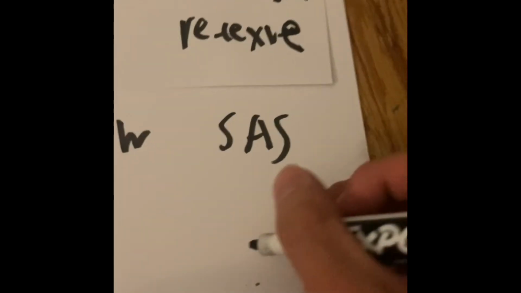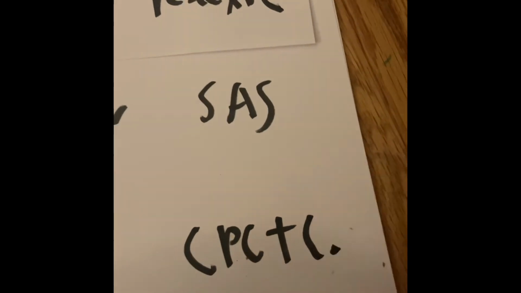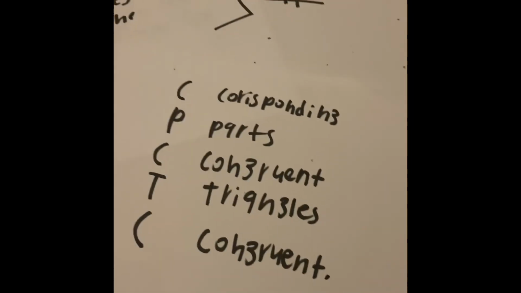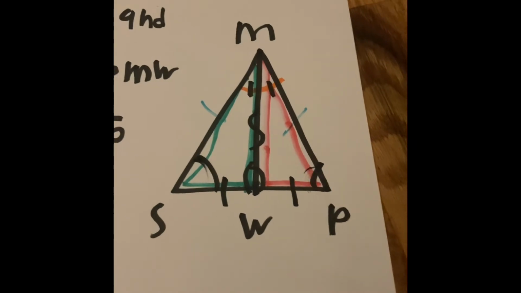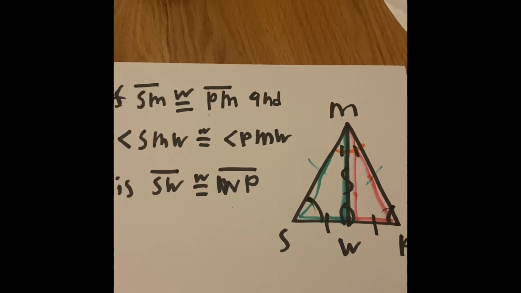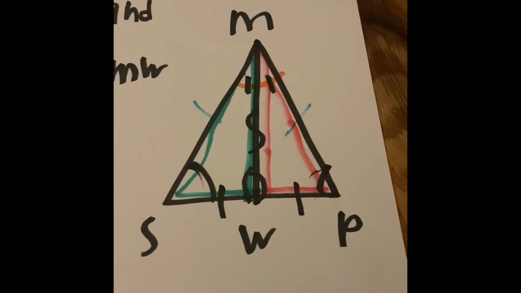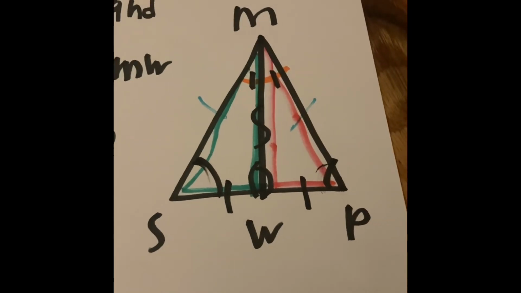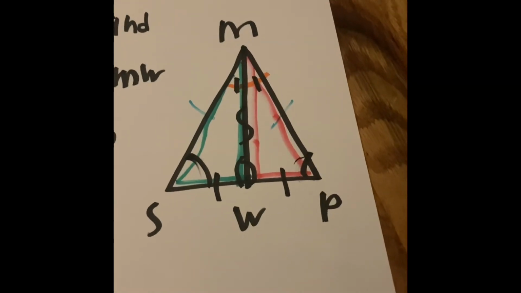The reason why is we can literally say CPCTC. That means corresponding parts of congruent triangles are congruent. And that is why we can use this property in geometry, where you have some parts of a triangle and you want to prove that some parts of that triangle are congruent. If you find the triangles are congruent, then all the parts that are opposites can be congruent to each other. And that concludes the video.